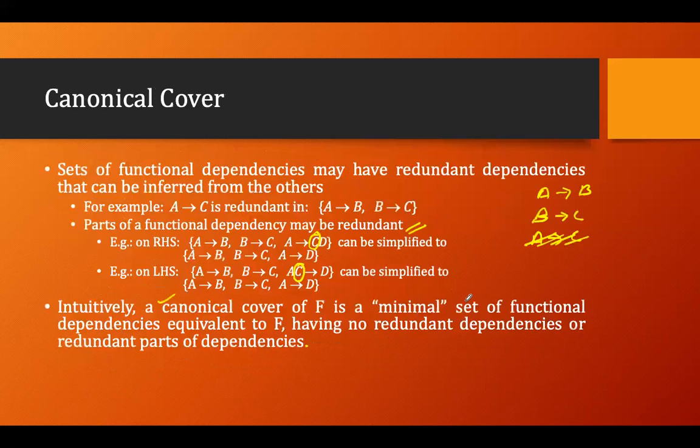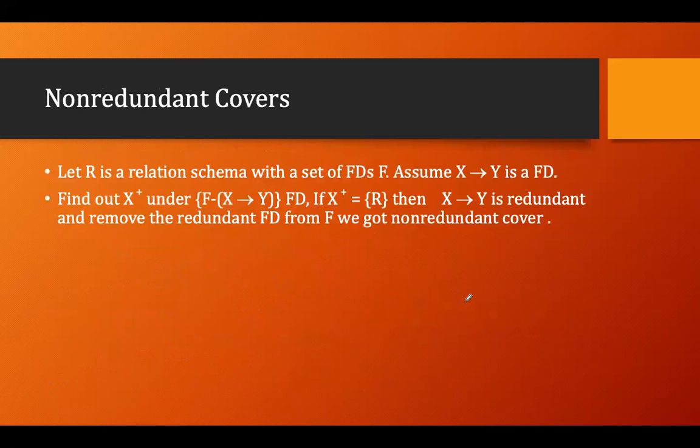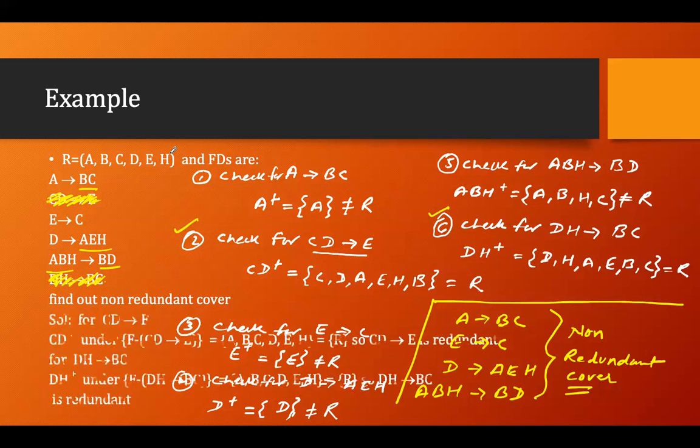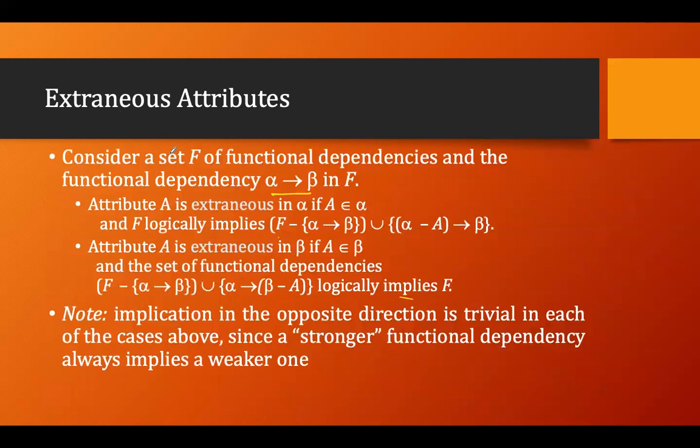So in the last example, if you have seen, what we have done here is to check whether any functional dependency is extra or not. We assume that that functional dependency doesn't exist, so we think that it is not there temporarily. In the same way, to find out whether any attribute is extra in the left hand side or in the right hand side, we have to think that that attribute doesn't exist. The functional dependency will be there, but that attribute doesn't exist.